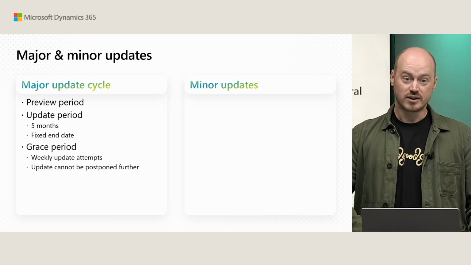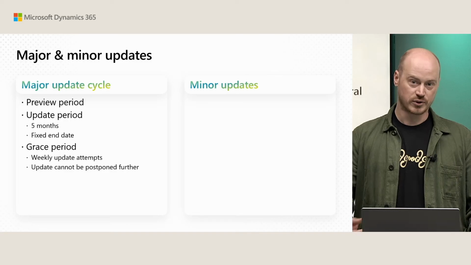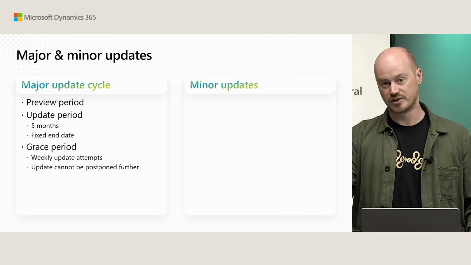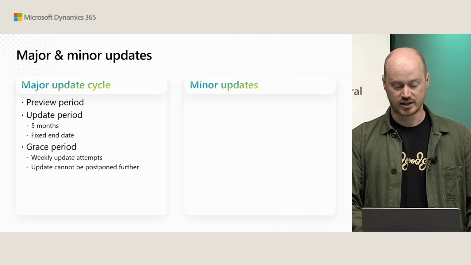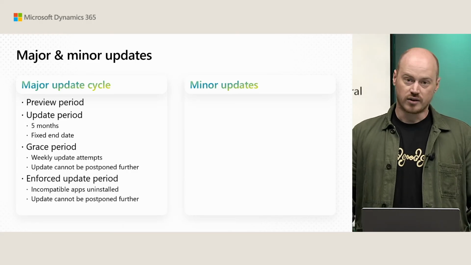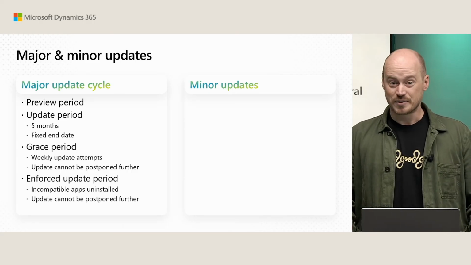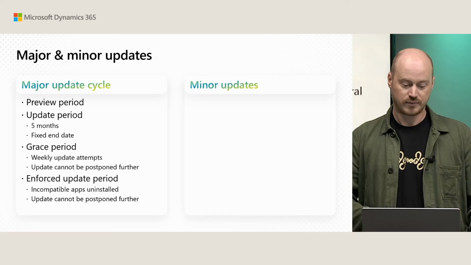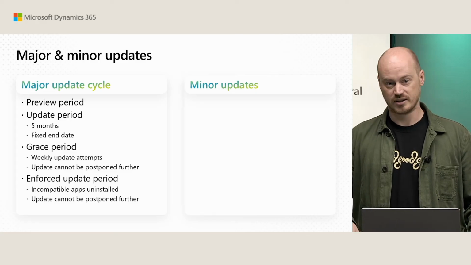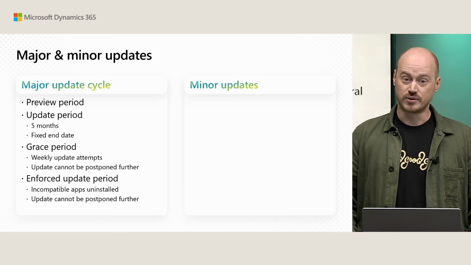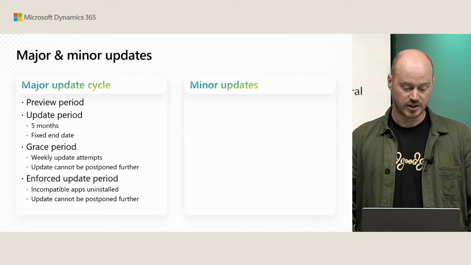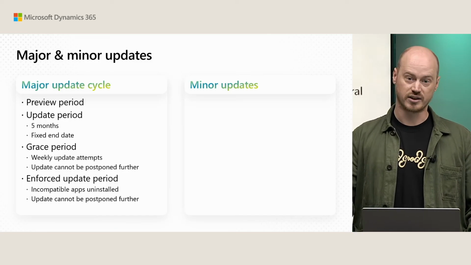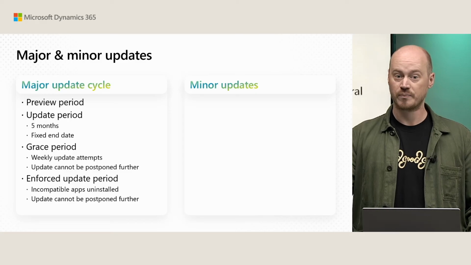During this period, this update cannot be postponed any further. So we'll schedule it, it will run at the date that we schedule, and if it succeeds, you're on to the next update period. If your environment fails to update during the grace period, so we've tried to update it a couple of times during the grace period, it has not succeeded, we then move on into the enforced update period, during which we'll force the update to succeed by uninstalling any apps that are not compatible with the next version.